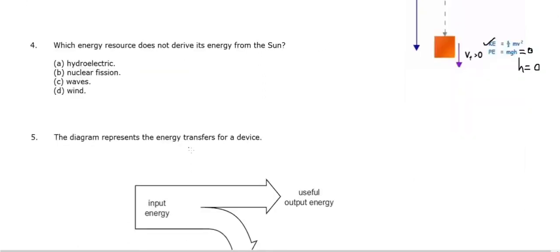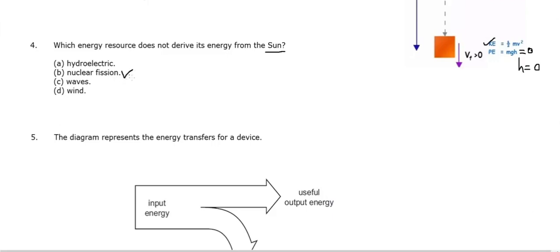Now the question number 4. Which energy resource does not derive its energy from the sun? So we know the sun is the supreme source of energy, and it gives the energy that converts into different forms. But here in the options, the hydroelectric, nuclear fission, waves and wind, only the nuclear fission does not derive its energy from the sun, because it's the nuclear energy, and that is coming from the mass of the nucleus itself.